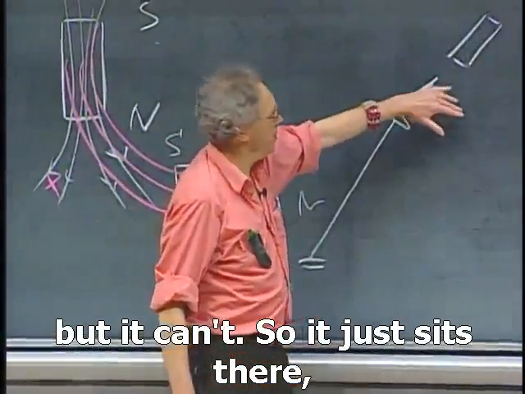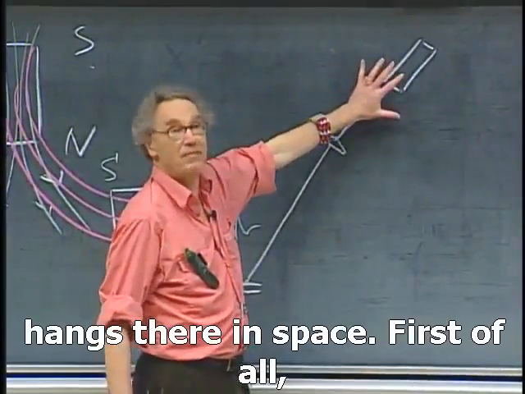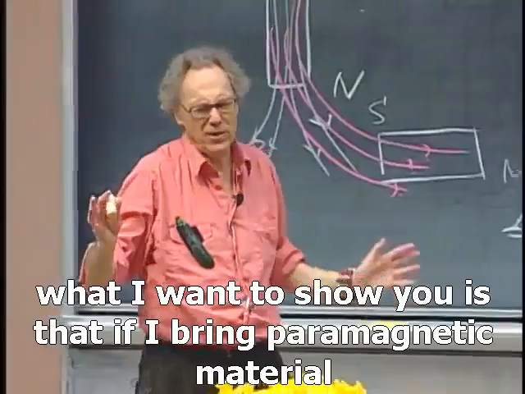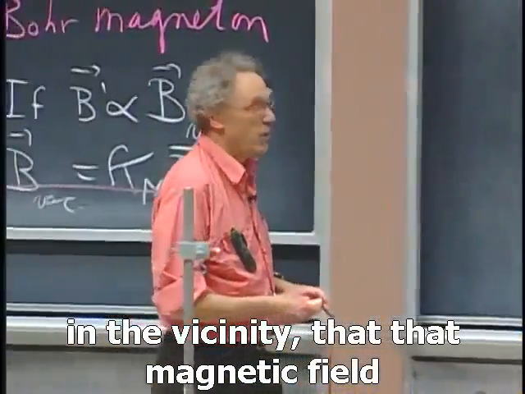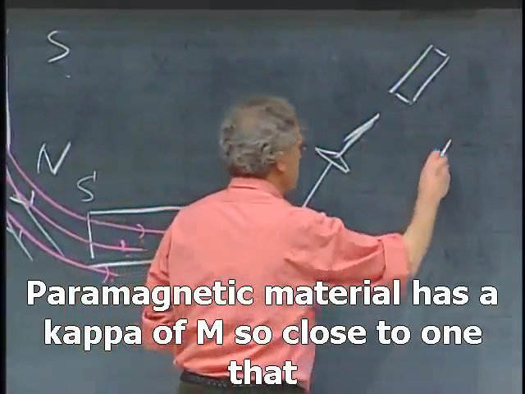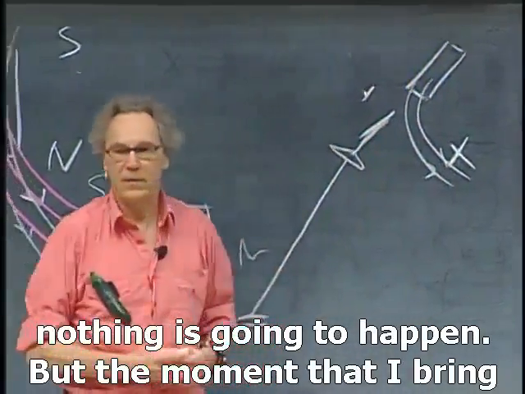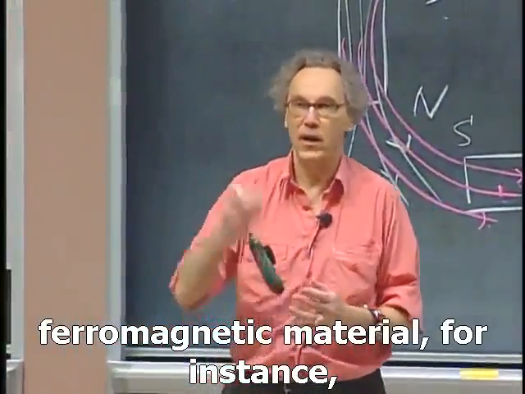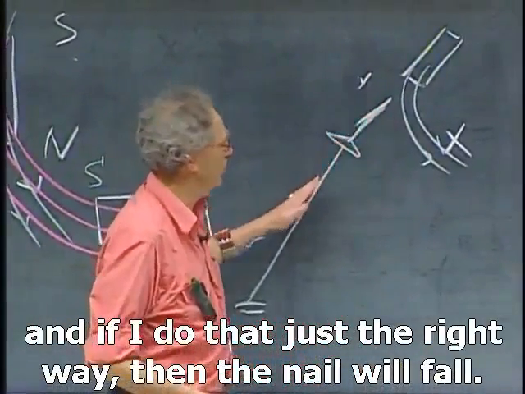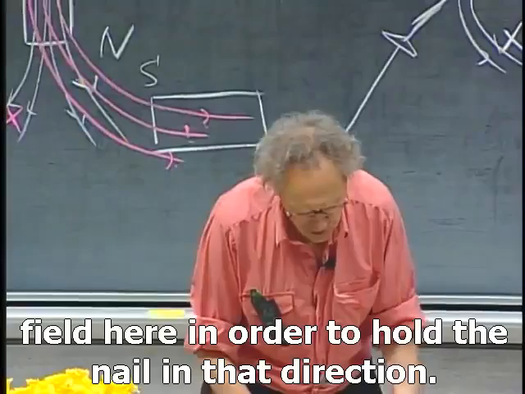First of all, what I want to show you is that if I bring paramagnetic material in the vicinity, that magnetic field configuration here is not going to change at all. Paramagnetic material has a kappa m so close to 1 that nothing is going to happen. But the moment that I bring ferromagnetic material, for instance here, then you get a field configuration change. And if I do that just the right way, then the nail will fall. In other words, there is not enough magnetic field here in order to hold the nail in that direction. And I'm going to show that to you there.